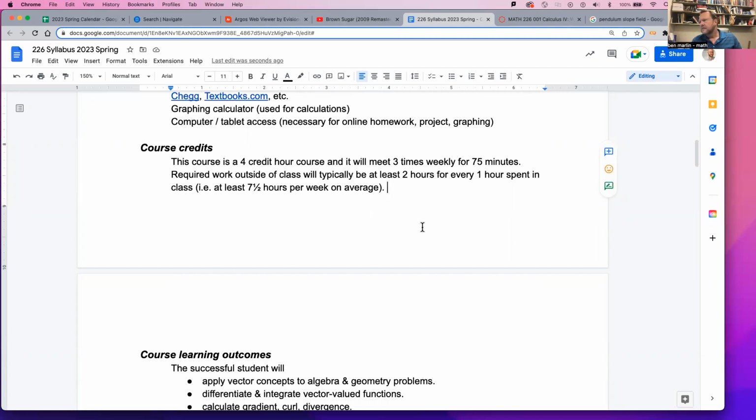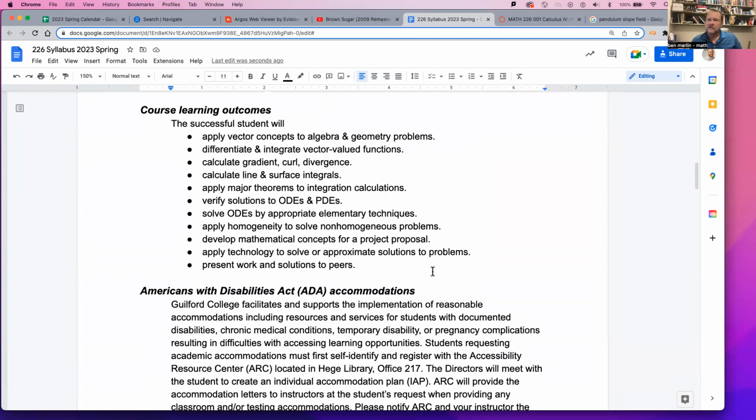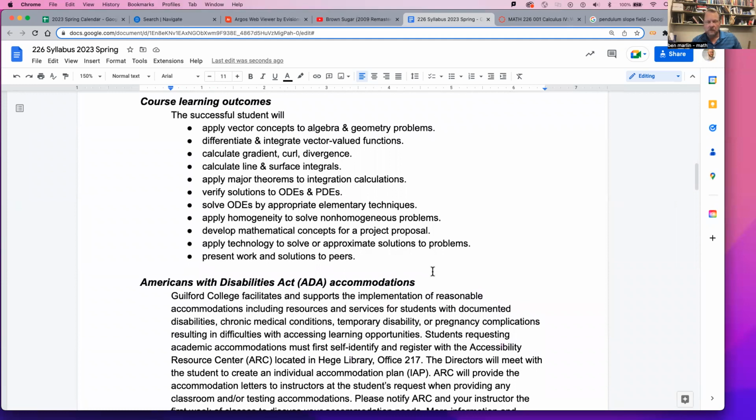Okay, course learning outcomes. This just tells you what I expect you to be able to do at the end of the course. This is really more useful to somebody else. If you transfer this course somewhere else, the professors at another institution would have to look at a syllabus to see what it is that we actually expect to cover.